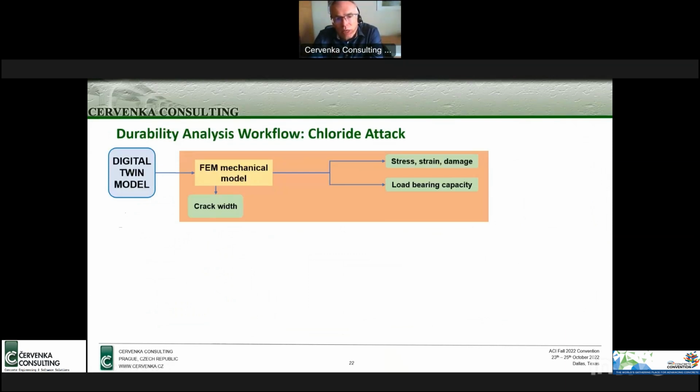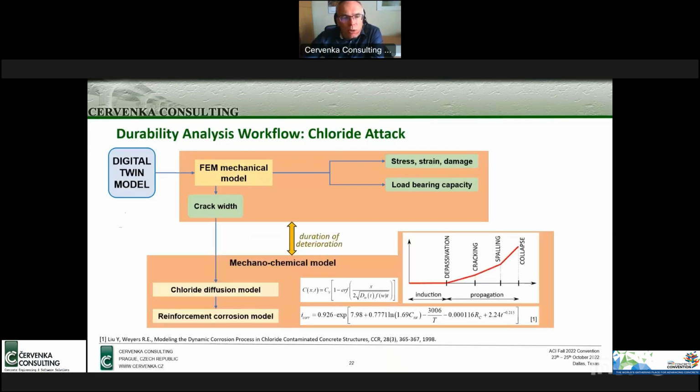For that, we also need to take into account the durability. That means, for instance, corrosion and creep and shrinkage and so on. So for the durability model, we have a model where we combine the mechanical model with a chemomechanical model, which considers first the diffusion of chlorides and then reinforcement corrosion. The main features of the model consider basically the increase of corrosion depending on these typical situations.